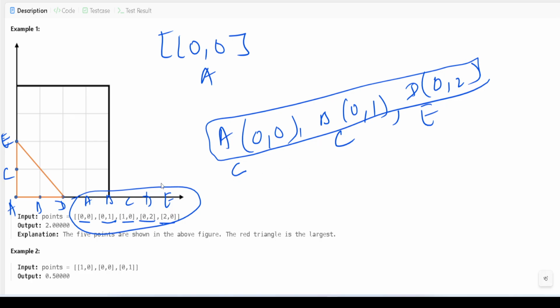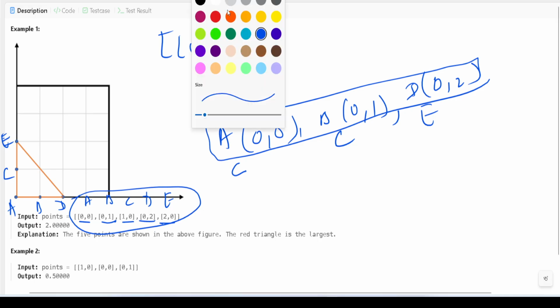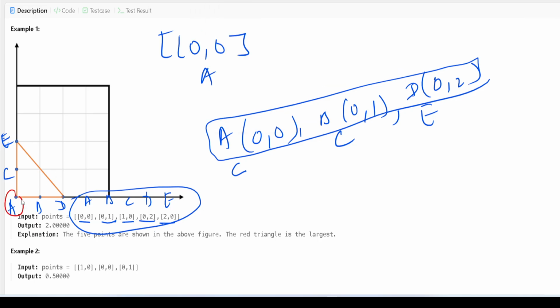Let's talk about the largest one. If we want to find the largest triangle, I will choose A, 0, 0, then D, 2, 0, and then E. If we use these 3 points to form the largest triangle, as we can easily see, we can form it. So the base can be along the x-axis, or in the y direction. We can take this base here or this base here.